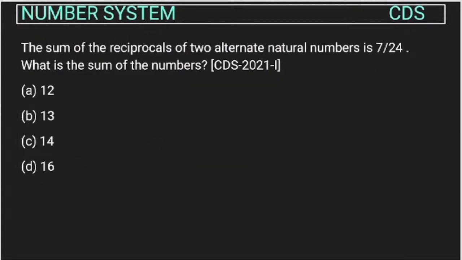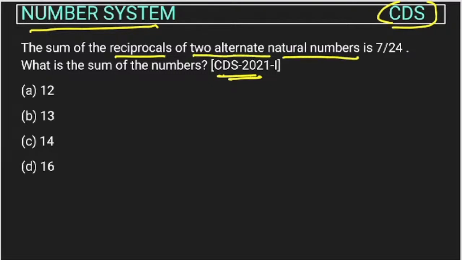Now let's see this question from the number system chapter asked in the CDS exam of 2021. The sum of the reciprocals of two alternate natural numbers. So we have to take two alternate natural numbers. Suppose one number is x, so another will be x plus 2, because we have to take alternate numbers, right? So their sum of reciprocals is given.